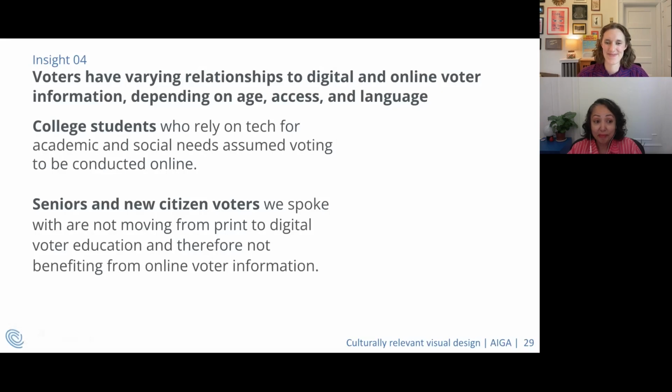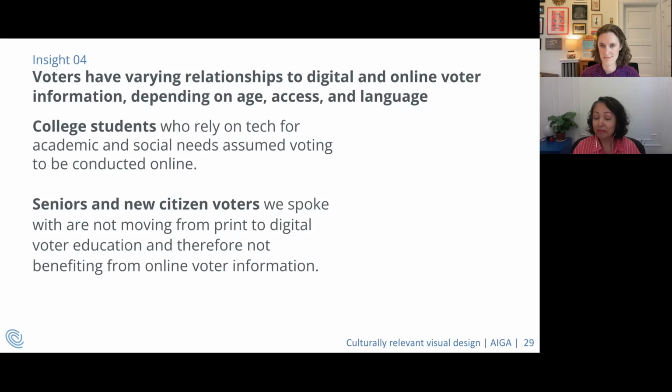This one was a good one and quite exciting to learn, actually. So, while we heard from younger voters that they welcomed online voter information, we also learned that new citizen voters and also seniors have barriers to online information. So, I'm going to share two extremes that we heard from our research. College students, they feel very comfortable and they're dependent on technology for their academic, even their social needs, right? So much so that young, new voters that we spoke to assumed that they could cast their ballot online or through email.